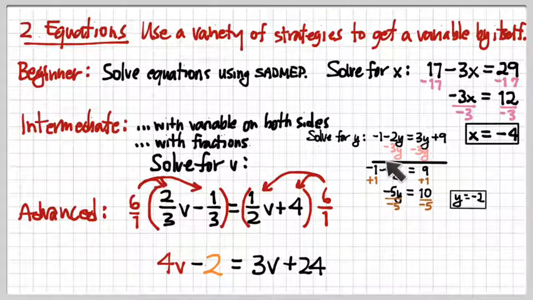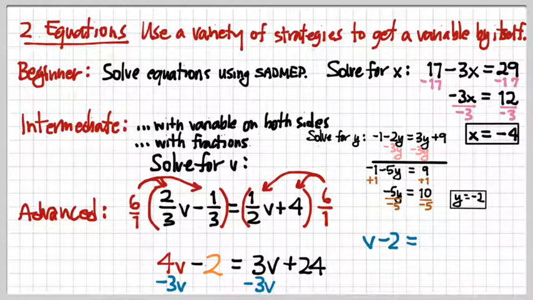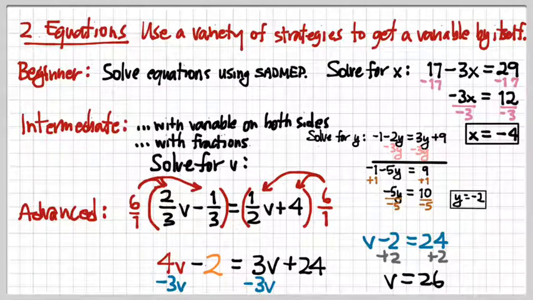And we're right back to the situation that we had here, where in order to solve this equation, I should get all the variables to one side by subtracting. So we'll subtract 3v from both sides of the equation. That's going to leave me with 1v minus 2 is equal to 24. And then adding 2 to both sides, we've gotten the v by itself. v equals 26.